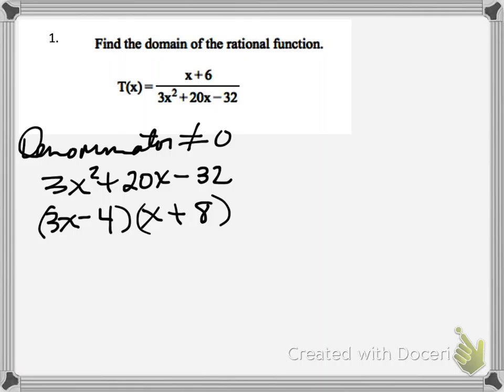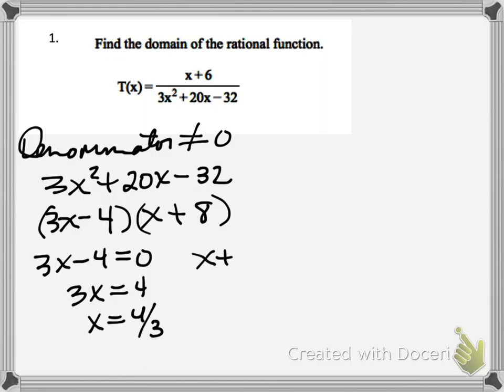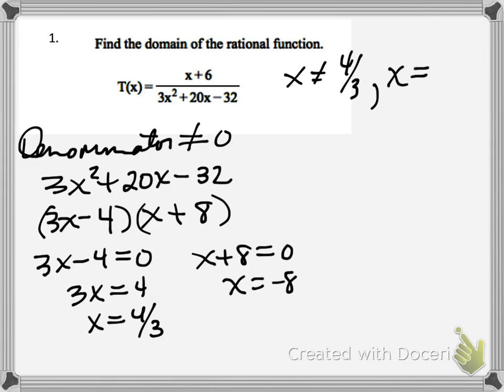For this one, we're going to ask, when is the first factor equal to 0? Well, let's find out. Set it equal to 0, and we'll see that it happens when x is equal to 4/3. For the second factor, it's going to happen when x is equal to negative 8. So we know for this problem, x can't be 4/3 and x can't be negative 8. So you can write your answer that way.